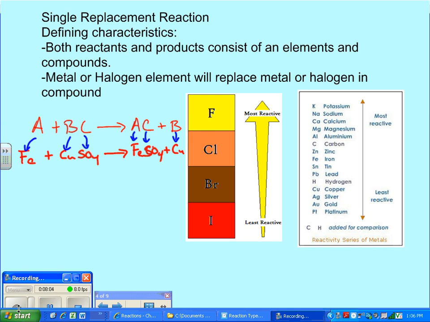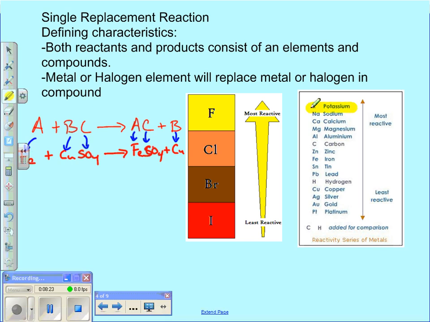So what we have these tables here for, when we looked at them in our book, is that there are some rules. Not just any metal or any halogen can replace another one. Only a metal that is more reactive or a halogen that is more reactive can replace a metal or a halogen that is less reactive. That means when we read these tables, if we take a look at this one, we would expect potassium to be able to replace iron, but we wouldn't expect iron to replace potassium.